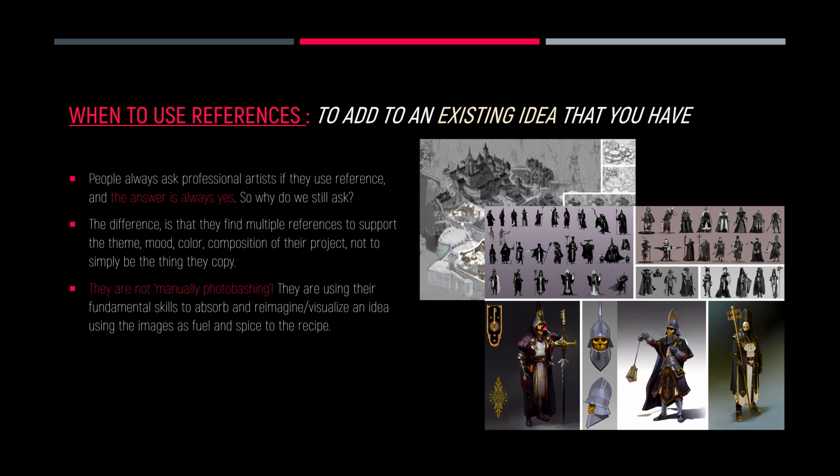So the difference is when pro artists say that they use reference, it's because they use multiple references to support the theme, the mood, the color, composition of the whole entire project, right? They're not just trying to copy one single thing. So I use this term manually photo bashing because photo bashing is a technique where you use a lot of images, you put them in Photoshop, and you try to paint a little bit to get a very photorealistic image that gets an idea very clear. And when your painting skills are high, it won't look bad. It will actually look pretty good.